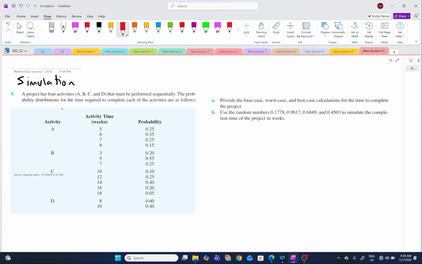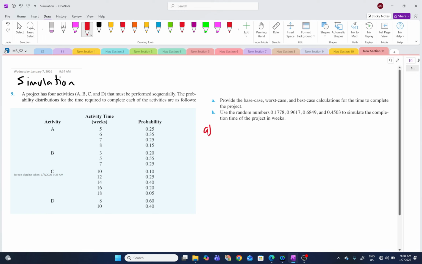The probability distribution for the time required to complete each of the activities is like this. Provide base case, worst case, and best case. Yang ini saya dah share dalam group. Kalau tak nampak boleh nampak dalam WhatsApp. Calculation for the time to complete the project.